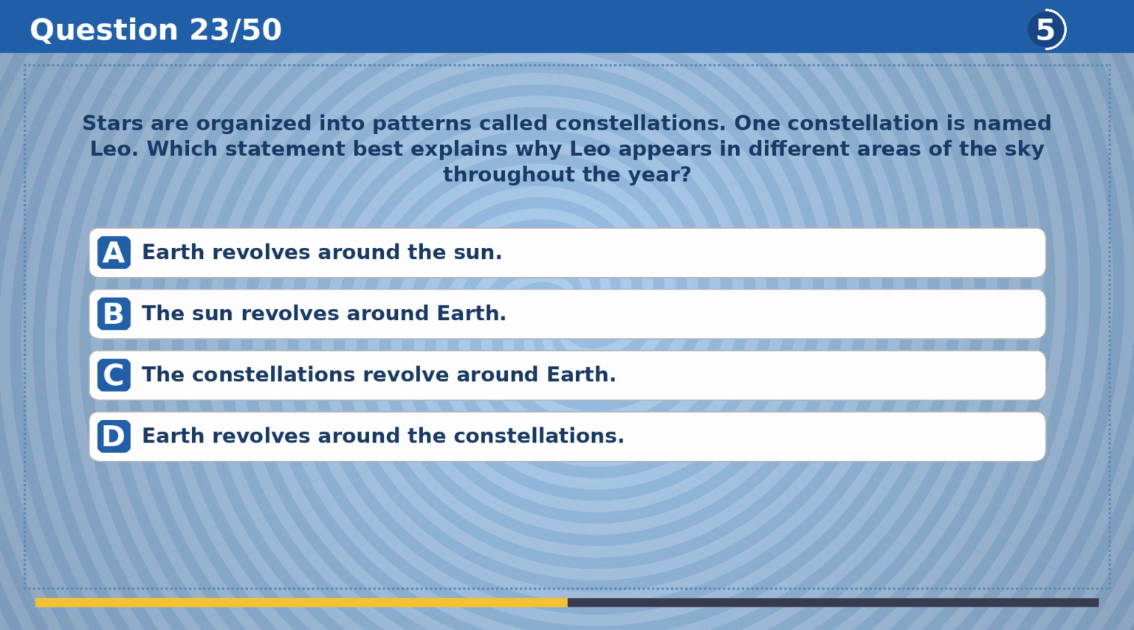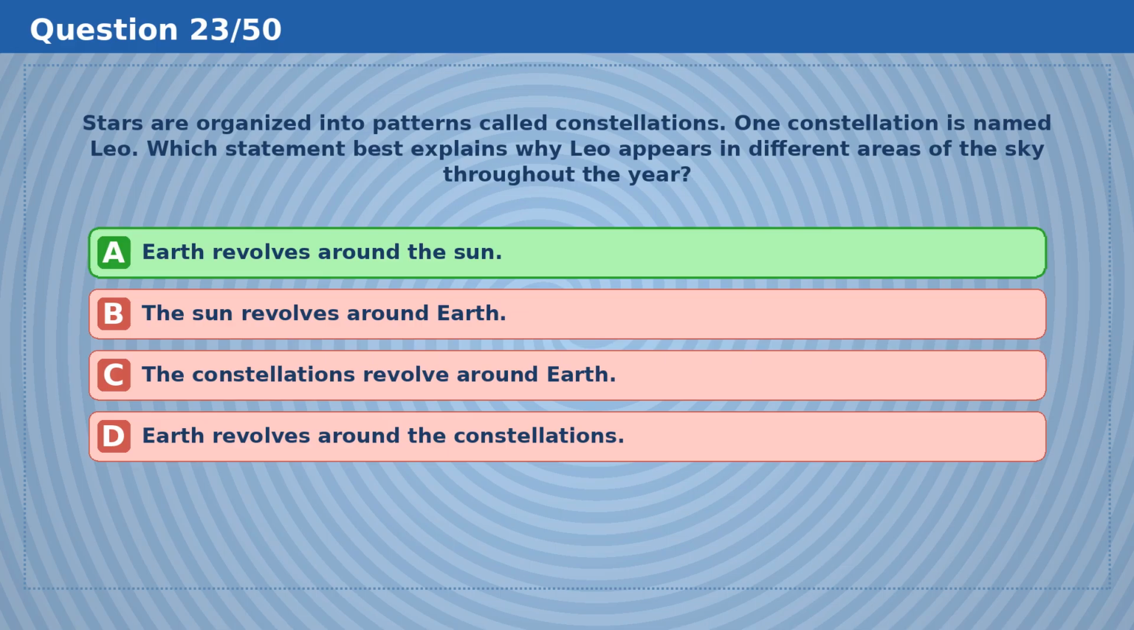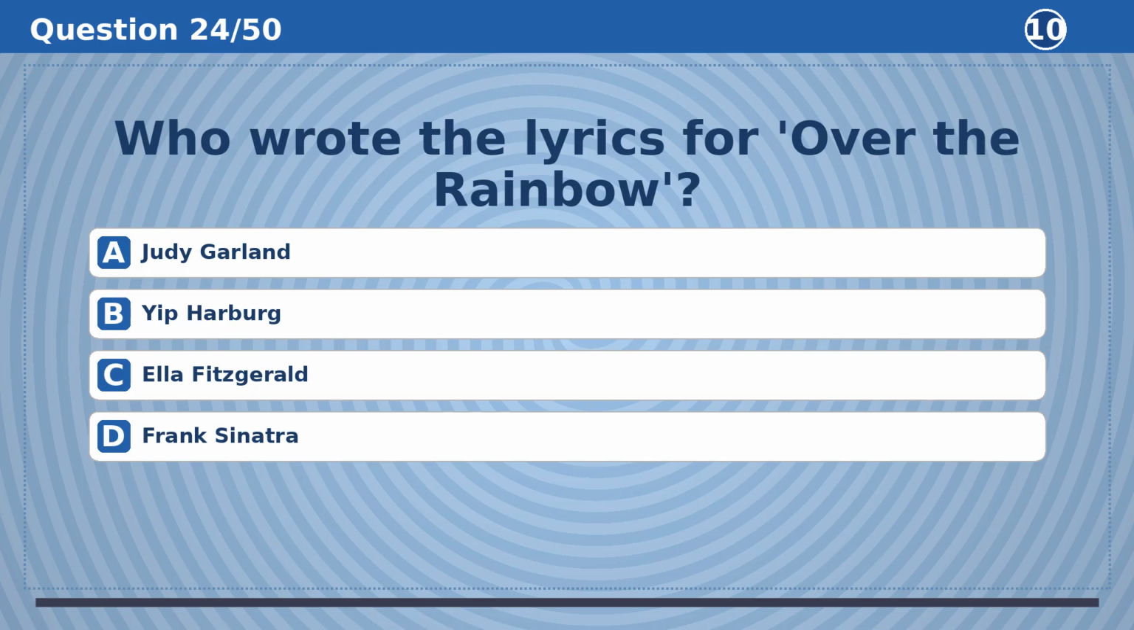Stars are organized into patterns called constellations. One constellation is named Leo. Which statement best explains why Leo appears in different areas of the sky throughout the year? The answer is A. Earth revolves around the sun.